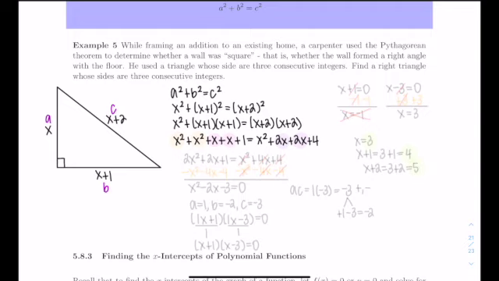So let's go ahead and combine like terms. We have x squared and x squared. We have x and x. And on the right hand side we have 2x and 2x. And so we end up with 2x squared plus 2x plus 1 equals x squared plus 4x plus 4. We need to set this equal to 0. So I'm going to subtract x squared, subtract 4x, and subtract 4 from both sides.